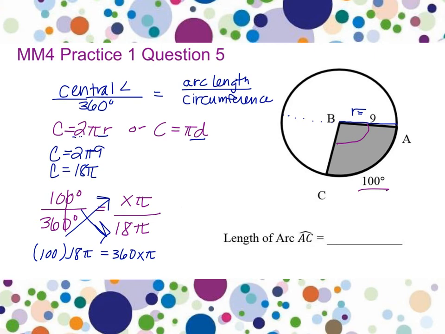If we end up with pi on both sides of our equation, we could divide the pi off. In fact, if you are my student, I maybe told you to just forget about pi when you're cross multiplying. So now, what we have left in our statement of equality is that 100 times 18 is equal to 360x. 100 times 18 is 1,800, and that is equal to 360 times x.